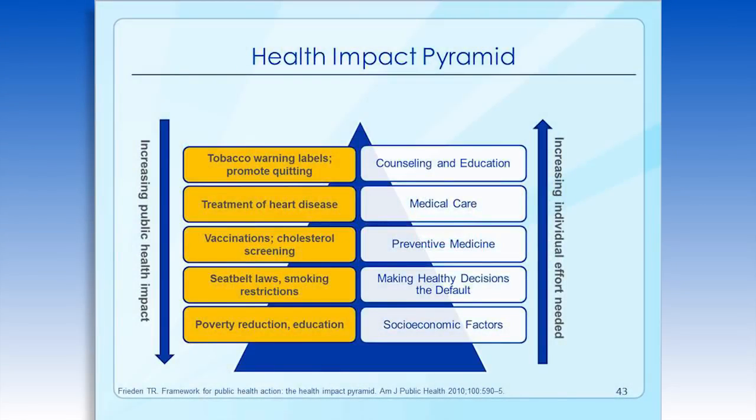At the base of the pyramid are the public health interventions that affect socioeconomic factors. If we can improve the quality of life by helping people out of poverty, providing basic sanitation, improving access to education, helping them get jobs, providing healthy food, medical care, we can greatly improve a population's health.